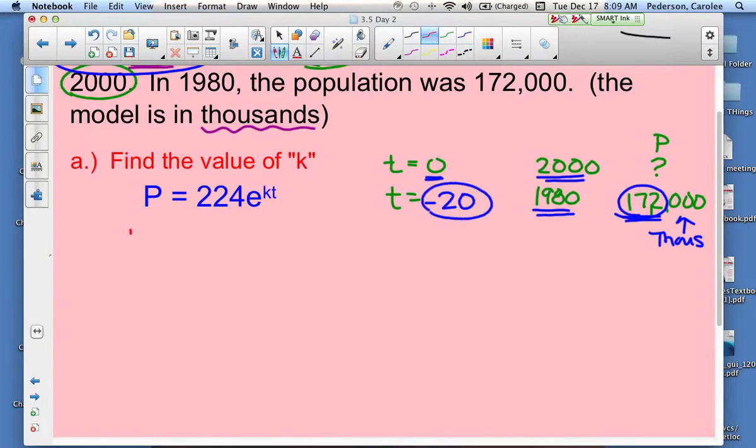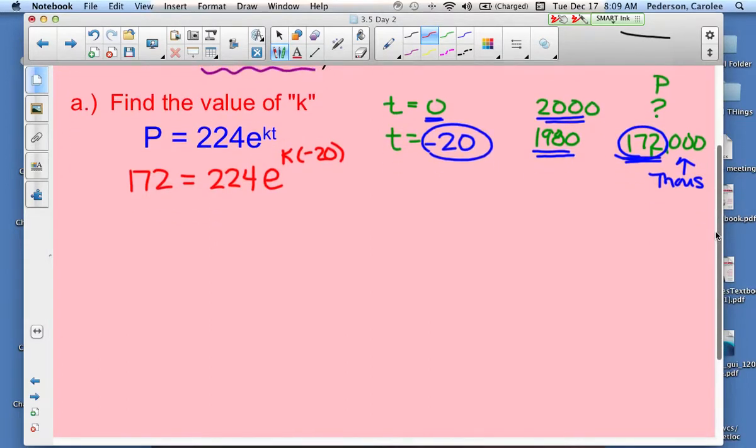So my population at the end in 1980 is 172,000. And then we have the 224, e, remember e represents 2.71, k is our unknown, and then our time is negative 20. And we want to solve this equation for k. So the first thing I'm going to do is divide both sides by 224. And then e, and then k times negative 20 is negative 20k.